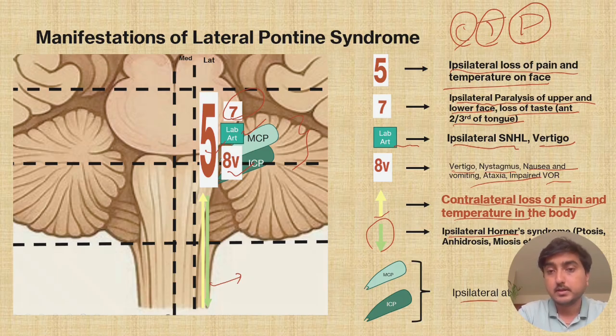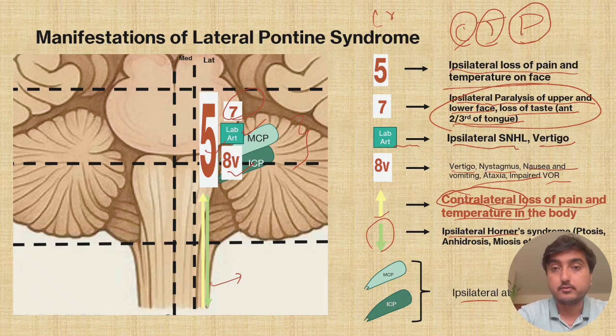So as you see here, in the body we are having contralateral symptoms, whereas in the face we are having ipsilateral symptoms. So the brainstem lesions are known to cause crossed hemiplegia. Like in the face there will be weakness on one side, whereas in the body there will be weakness on the other side. So this is called crossed hemiplegia.